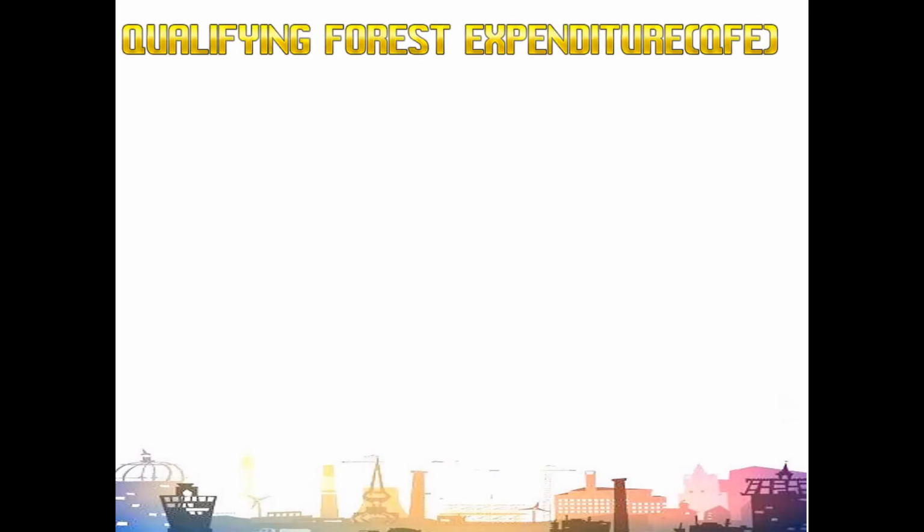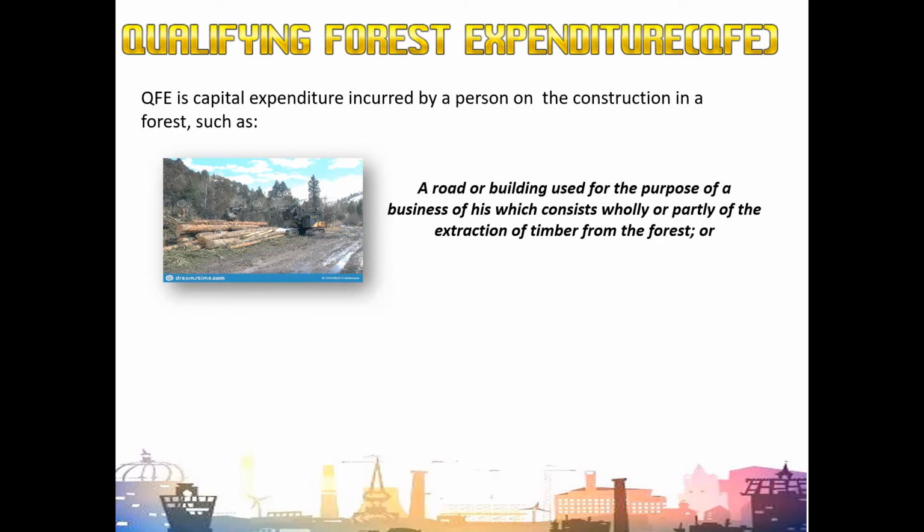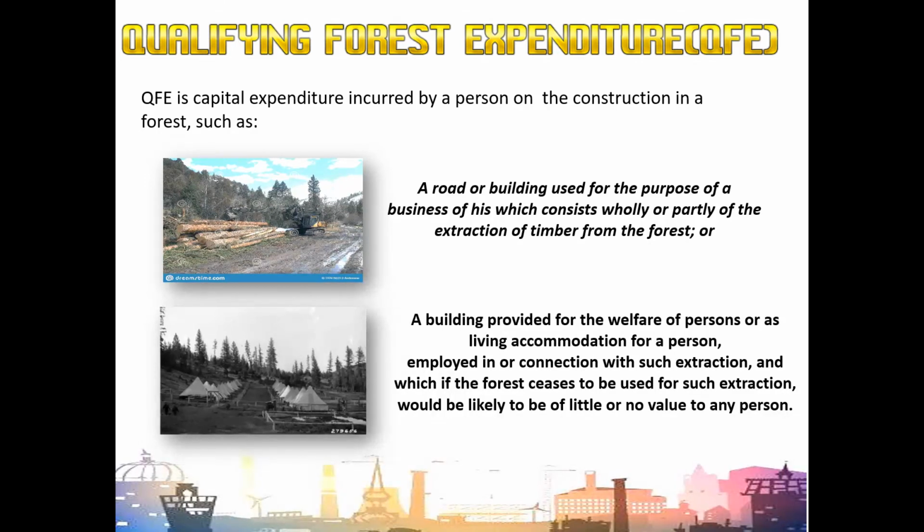Okay, so let's have a look. What are the qualifying expenditures? QBE is for qualifying building expenditure, QAE for qualifying agriculture expenditure, while QFE is for qualifying forest expenditure. So there are two expenses that are related to QFE. One is a road or building used for the purpose of a business of his, which consists wholly or partly of the extraction of timber from the forest. So, apa-apa saja perbelanjaan berkaitan dengan pembuatan jalan ataupun bangunan yang digunakan untuk aktiviti pembalakan. Okay? Ataupun bangunan yang dibina untuk living accommodation for their workers. Right? Okay.